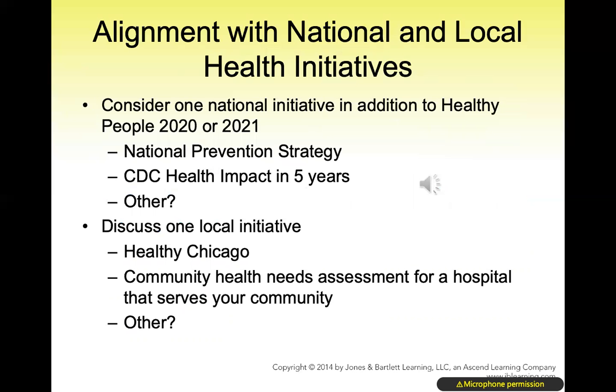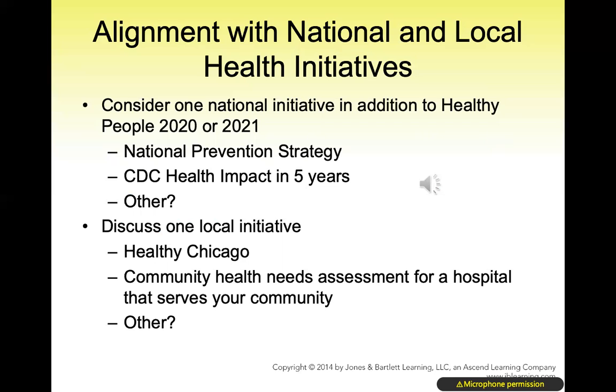These last slides are really just not at all related to genomics or genetics, but actually just going back to your final population health paper project. So I want to remind you that you should consider one national initiative in addition to Healthy People 2020 or 2021. So as an example there, you could use National Prevention Strategy or CDC Health Impact or something else.